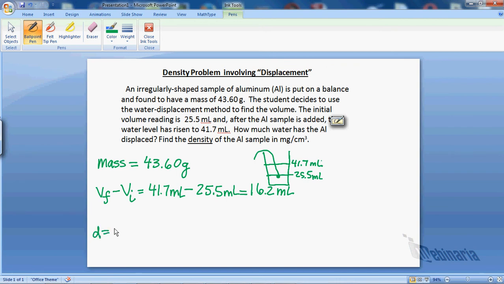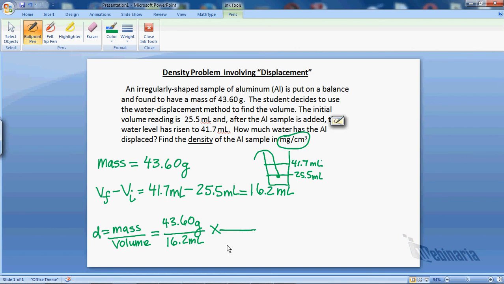So now we have density equals mass over volume, which equals 43.60 grams over 16.2 milliliters. So our unit now is grams per milliliter, but look at the problem. It wanted the density in milligrams per cubic centimeter. So we have to go a couple of steps further, and we can do that using our conversion factors.